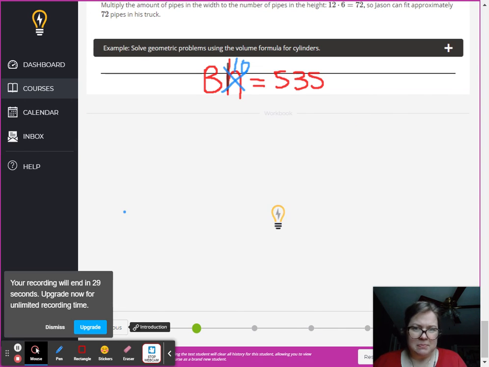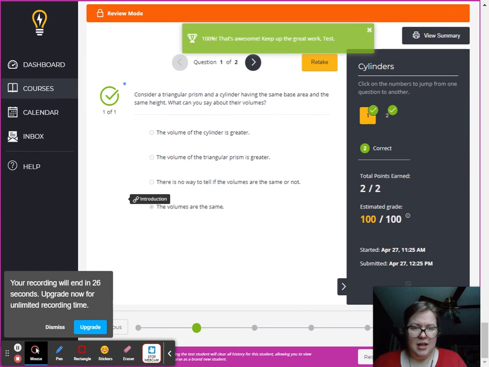Very long lesson, just basically about finding the area of the base times the height. Next lesson.